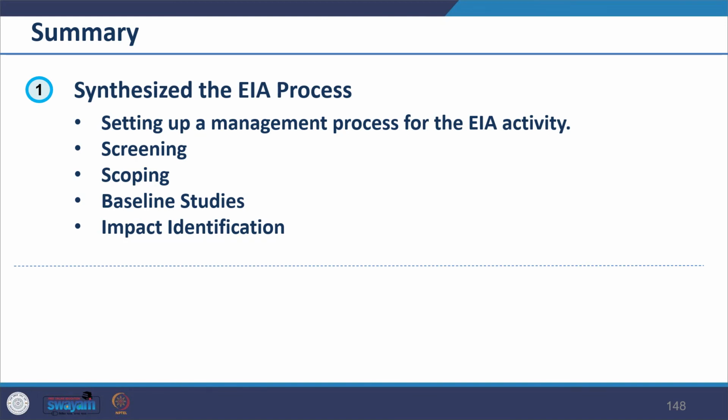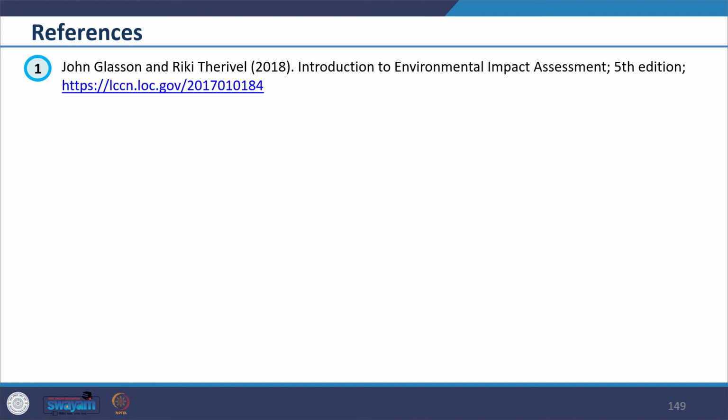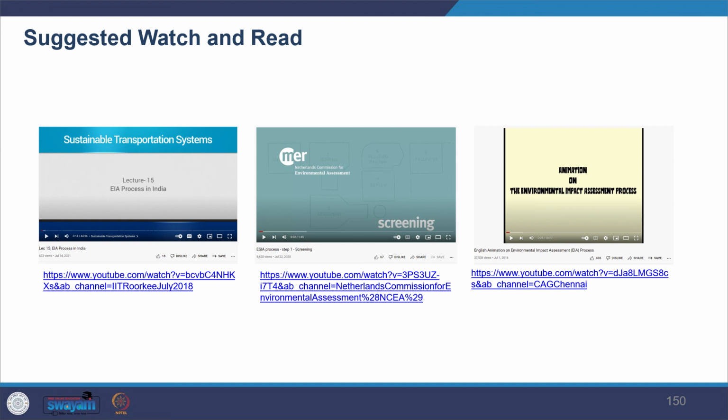So, summarizing, that's all for this session. In this session we looked at the initial stage of the EIA process, the management aspect, the screening aspect, how we take care of scoping and baseline studies, and then eventually how impact identification is done. So that was the coverage of this particular session. This was our key reference, and there are suggested watch and read materials, and all the sectoral manuals you can see for the purpose.